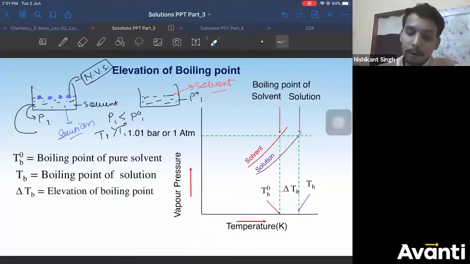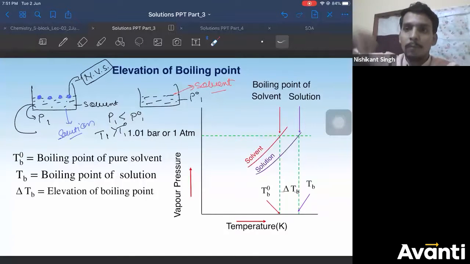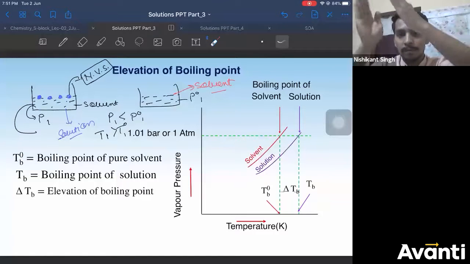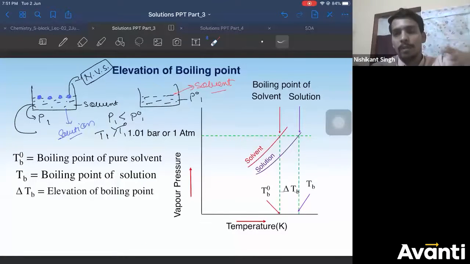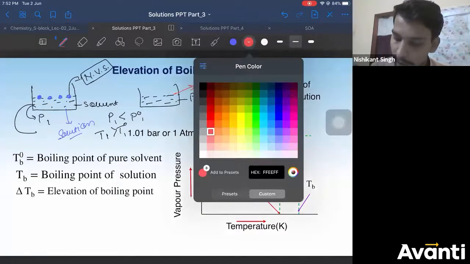Why is it so? We have already seen that vapor pressure of solution is less than vapor pressure of solvent. Therefore, the graph of solution will come below the graph of solvent, right? They will go almost parallel to each other. So graph of solvent will be above graph of solution. Now let us apply our logic. What does our logic say?